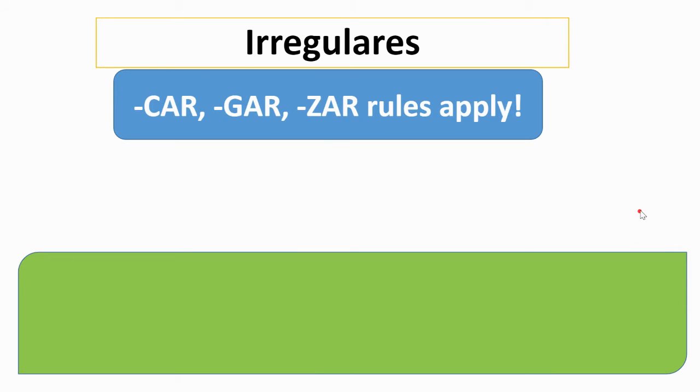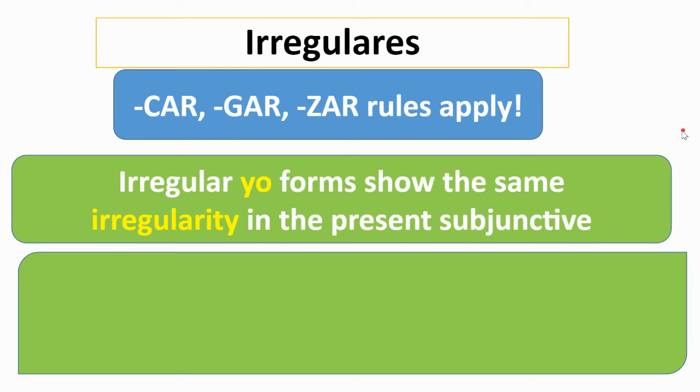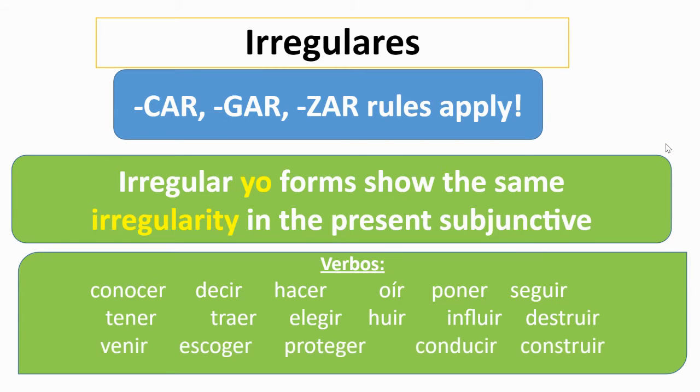Of course, like with anything in Spanish, there has to be some sort of irregularity, right? Car/gar/zar rules are going to apply here, so the same spelling changes you had with commands are going to apply here in all forms, car, gar, and zar. You will also have irregularity with yo forms that are already irregular. So some of those categories like the GER, GIR, CER, CIR, the same exact irregularities are going to appear here in the subjunctive as well. Some examples here of verbs that follow those irregular yo forms.